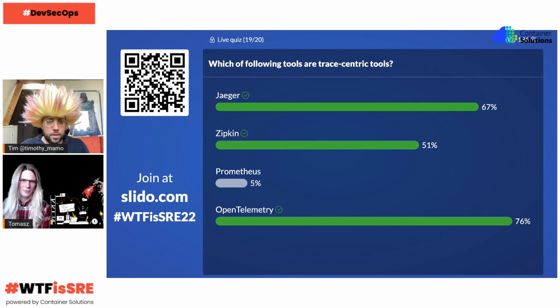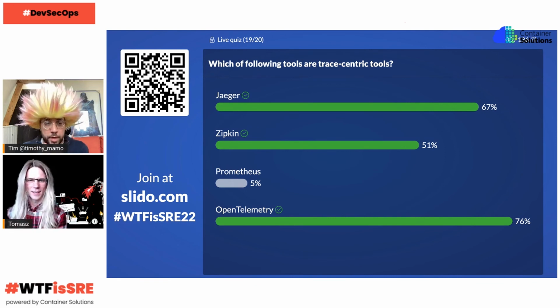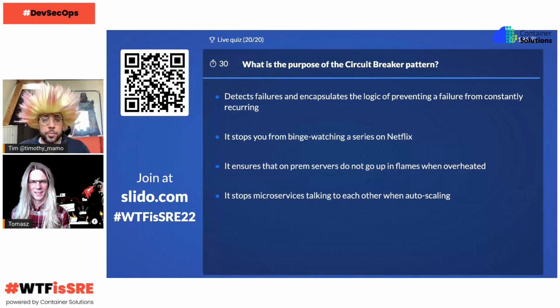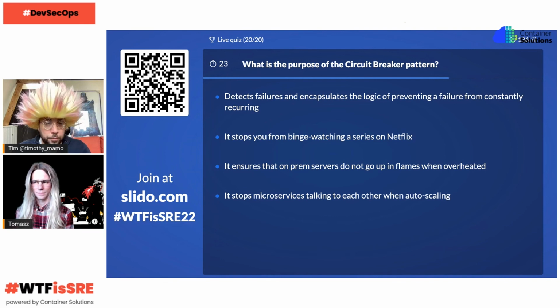And now, last question. Everybody ready? And let's see if Jason will be still on top after this. What is the purpose of the circuit breaker pattern? It detects failures and encapsulates the logic of preventing a failure from constantly occurring.